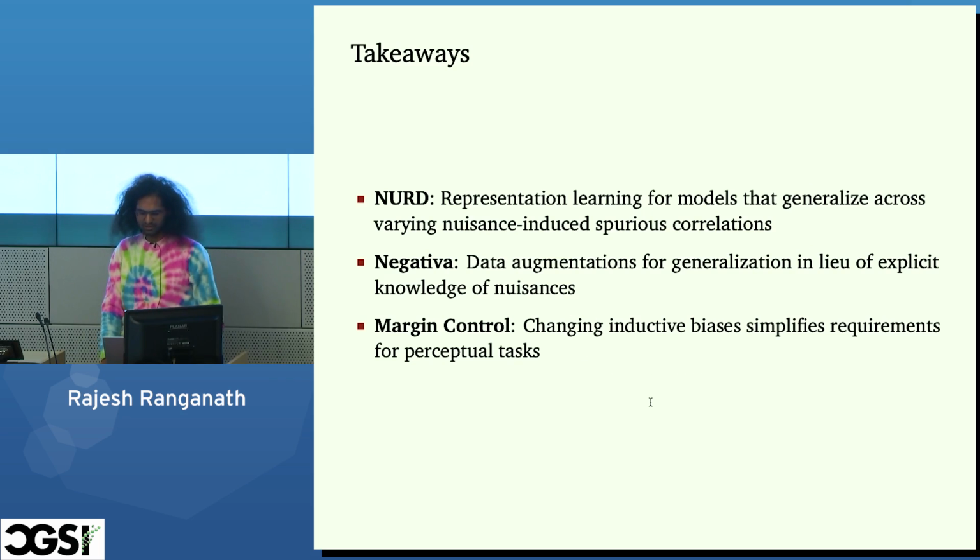And so there are a few takeaways here. One takeaway is NURD: representation learning for models that generalize as these spurious relationships shift. Another is that you can use data augmentation to supplement when you may not know what the nuisance is. And the last is that geometry and inductive biases really play a role in the learning of these shortcuts. So all you can do from a programming standpoint is change your loss function. We did a lot of work, but in the end, instead of saying minimize cross entropy, you can just say minimize any one of those loss functions that we described, and maybe it's one or two lines of programming if you're using an auto differentiation system.